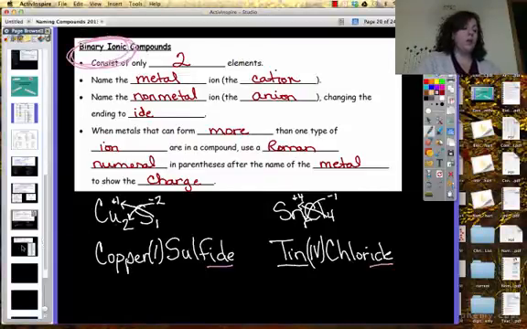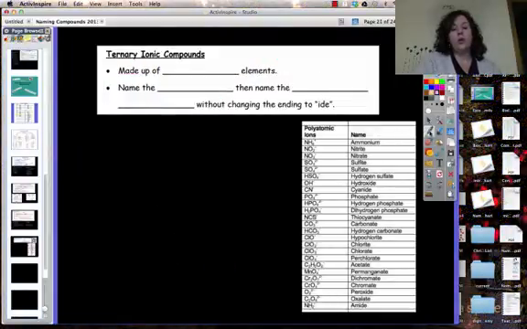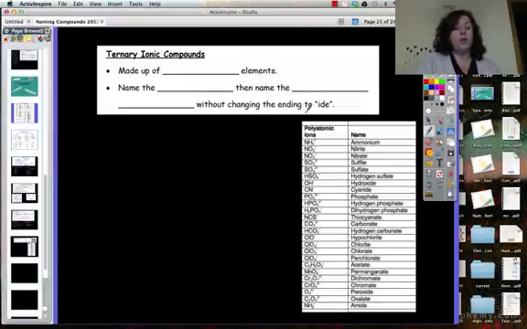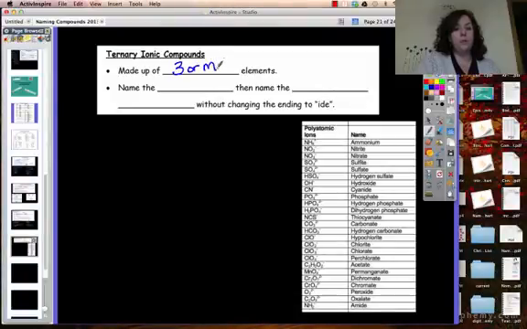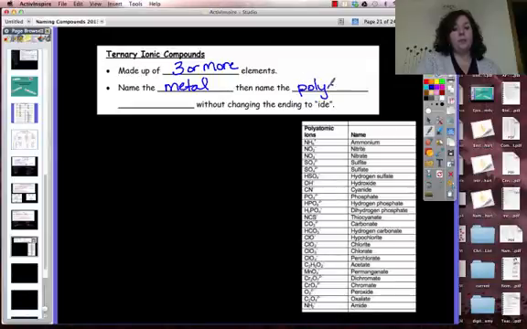So now let's talk about ternary compounds. And ternary compounds are a little bit more complicated only because they have more than 2 elements in them. So this is made up of 3 or more elements. And what we do is we name the metal first, then we name the polyatomic ion.